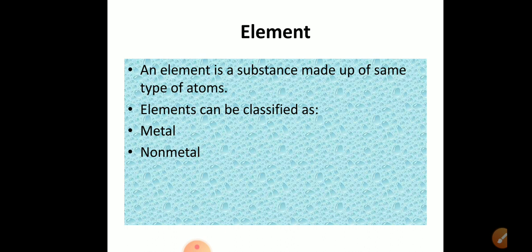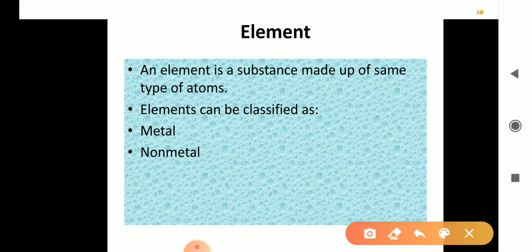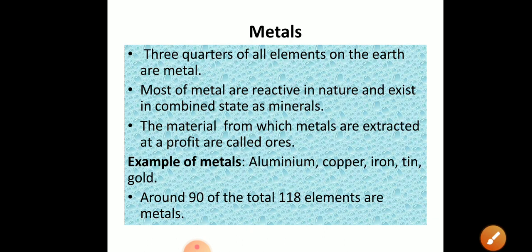Depending on the properties exhibited, the elements are classified into metals and non-metals. These are of two types, metal and non-metal. Is it okay? Now see next. First in this chapter, we will read the properties of metals, physical properties as well as chemical properties. Then see some points about the metals.